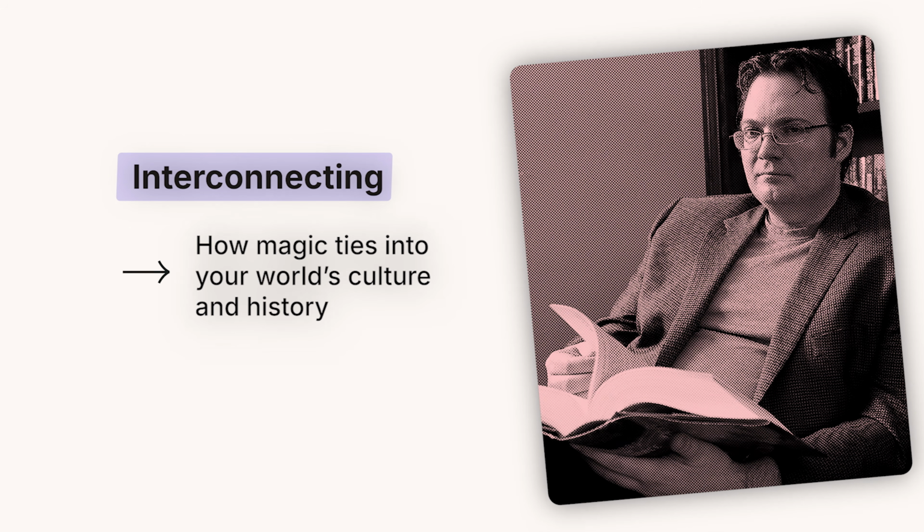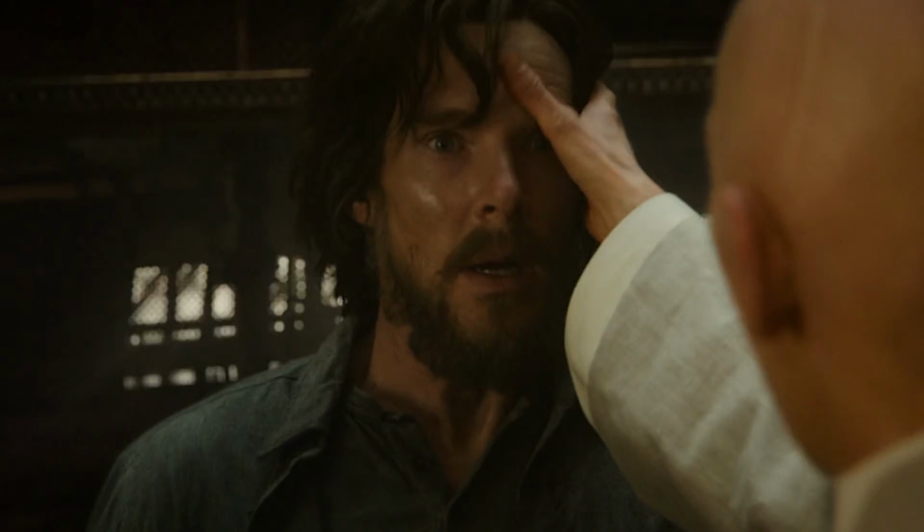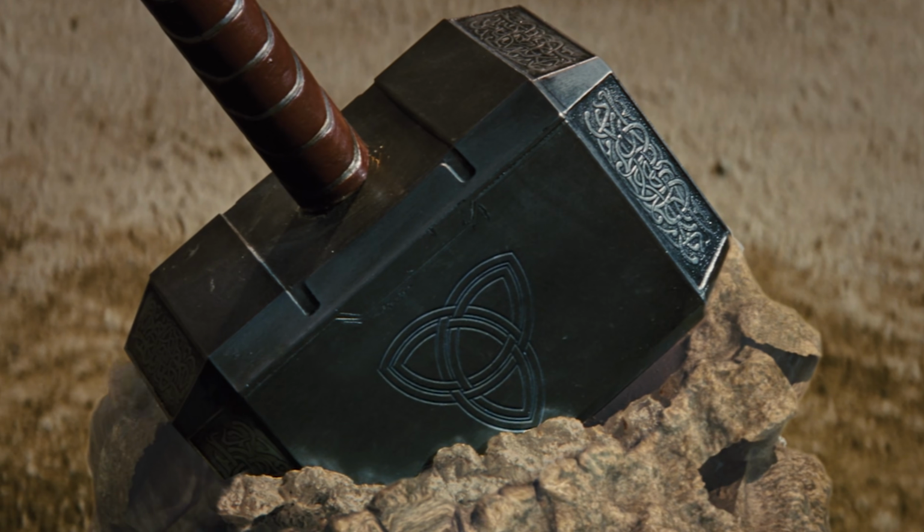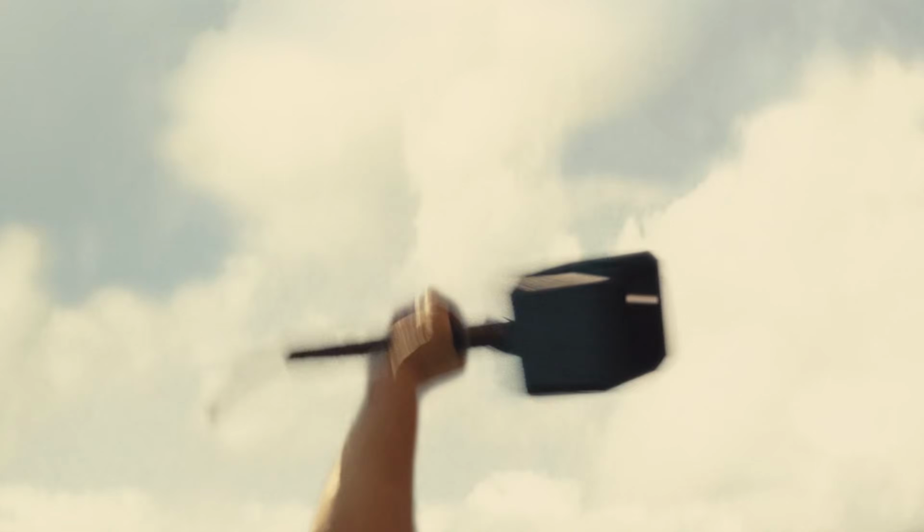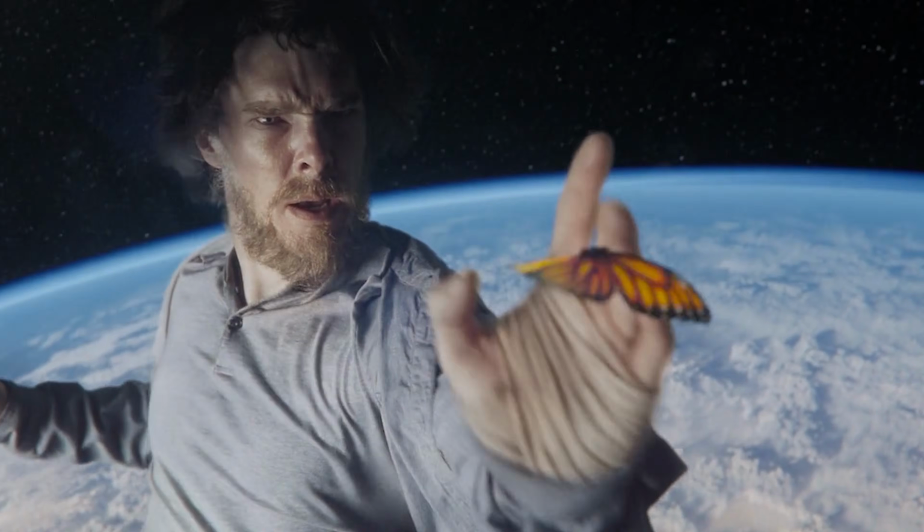Next, interconnecting. Sanderson says interconnecting is all about how the established magical elements tie into your world's culture, history, or economy. In Marvel, characters like Thor or Doctor Strange have specific powers that aren't just standalone tricks. They're woven into the characters' identities, cultures, and even the broader universe. Thor's hammer, for example, isn't just a tool. It's a symbol tied to his heritage and the lore of Asgard, while Doctor Strange's mystic arts are deeply linked to his personal journey and the multiverse's intricate balance. This interconnection makes every use of magic feel intentional and thematically resonant.